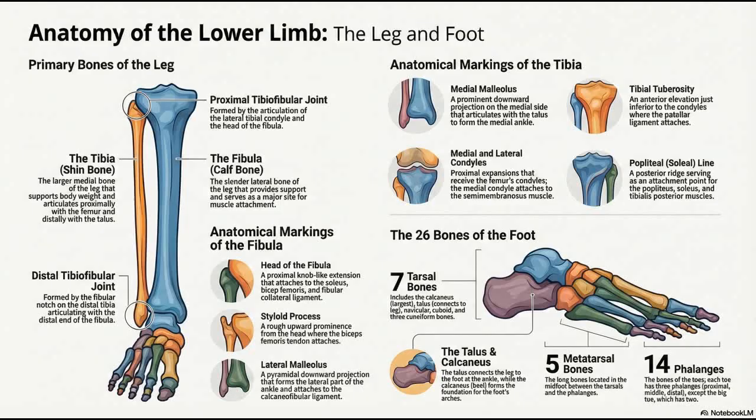I love the name cuneiform. It means wedge-shaped, right? Yes, like the ancient writing system. But structurally, this is brilliant. Think about a Roman stone archway. To make the curve, the stones at the top have to be wider on the top than they are on the bottom, so they don't fall through. It creates a self-locking structure. Exactly. The cuneiform bones are physically shaped like wedges. They are wider on the dorsal, or top, surface, and narrower on the plantar, or bottom surface.